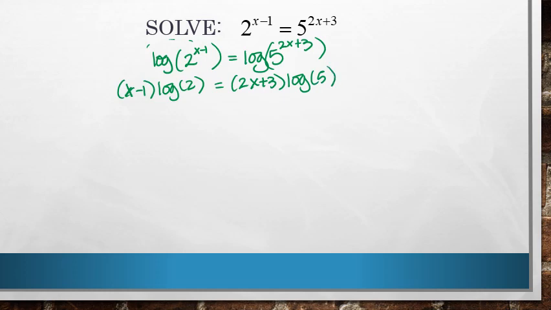All right. Now, I need to get the x isolated because I'm trying to solve for x. Right now it's stuck inside those parentheses. So what I'm going to do is distribute it through. So I get x times the log of 2 minus 1 times the log of 2 equals 2x times the log of 5 plus 3 times the log of 5.